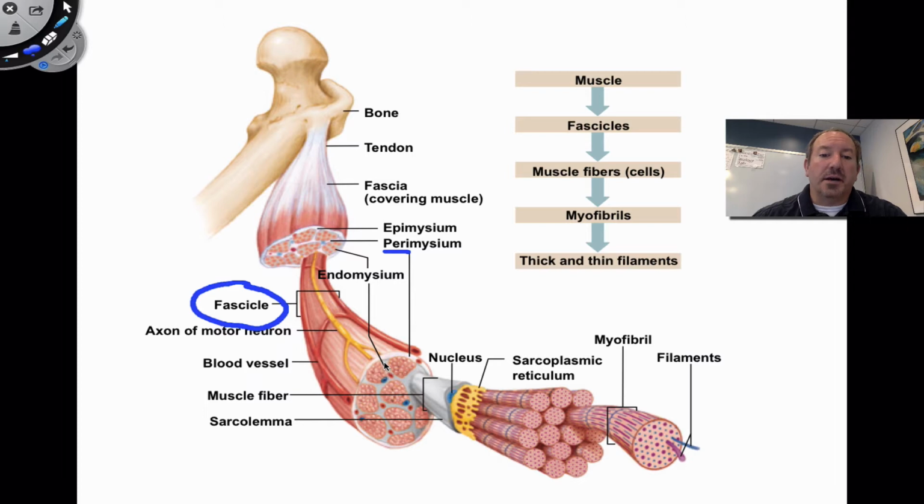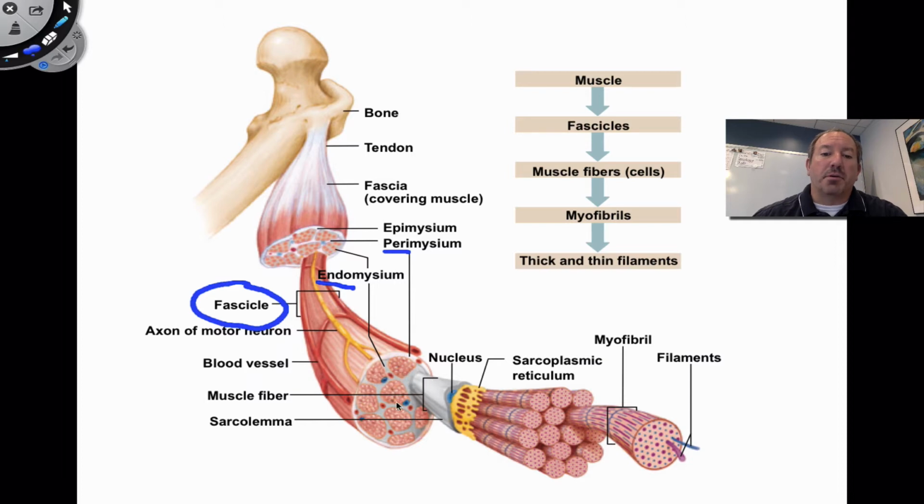But then check this out. Each fascicle is further broken up into little compartments. And each of these compartments right here is indeed a muscle cell. So each one of these is a muscle cell. I know it doesn't look like it right out of the gate. But this tissue right in here that surrounds each of the muscle cells within the fascicle is endomysium. So many layers of connective tissue for support.